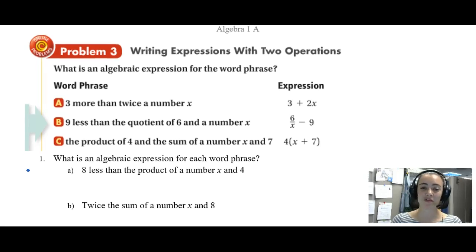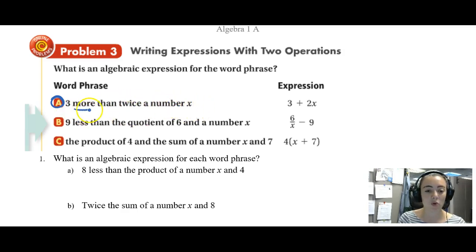This is problem 3 from your textbook, and we're going to be talking about writing expressions with 2 operations. Remember, operations are things like addition, subtraction, multiplication, division, etc. There's going to be at least 2 of those. So what is an algebraic expression for the word phrase? A, 3 more than twice a number x.